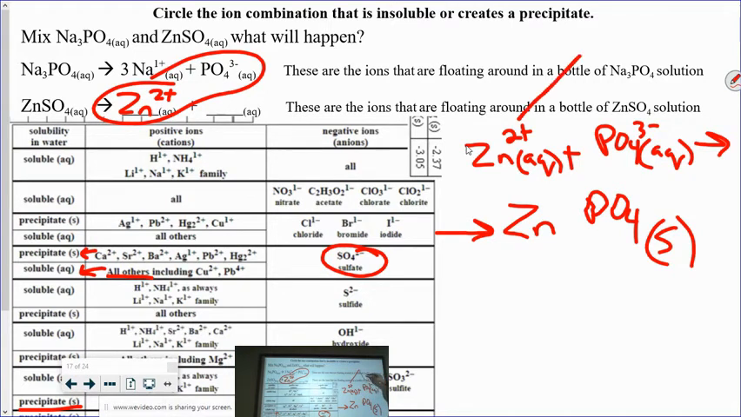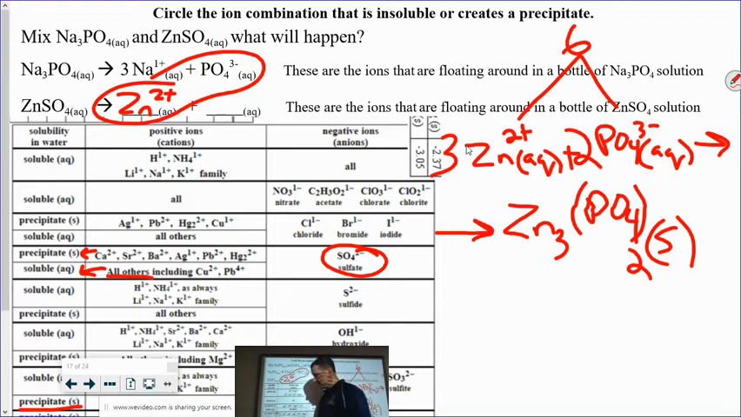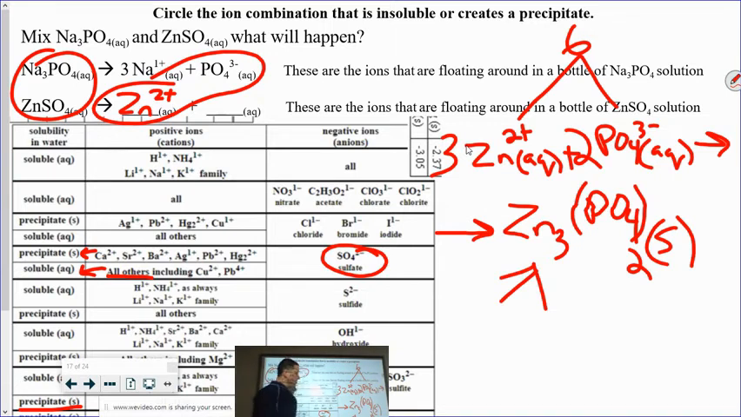And now I need to balance the charges. So both of these numbers have 6 in common. I would need 3 of these zincs, and I would need 2 of these PO4s solid. So that would be what I would write out for the combination that forms a precipitate in this problem. And I'd have to go back here and balance it out by putting a 3 there and putting a 2 there. So if I mix these two bottles, we will get a chemical reaction in the form of a precipitate, and that solid that forms is zinc phosphate.